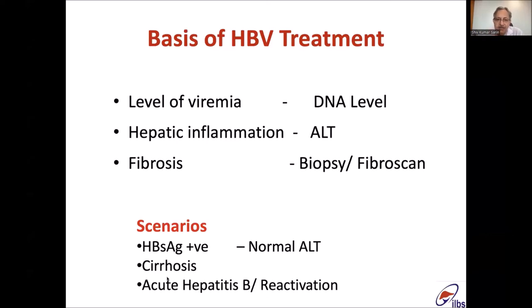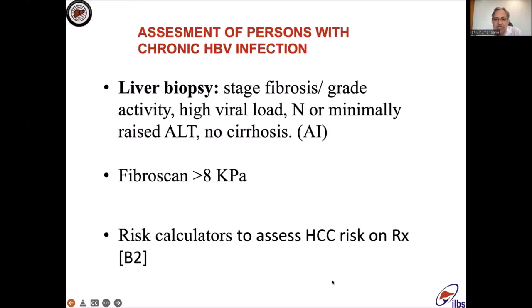What is the basis of treatment? Viremia, how much is the DNA? How good is your immunity? And how much is your fibrosis or advanced disease? So there can be a normal ALT, immune tolerant, or cirrhosis or acute hepatitis reactivation.